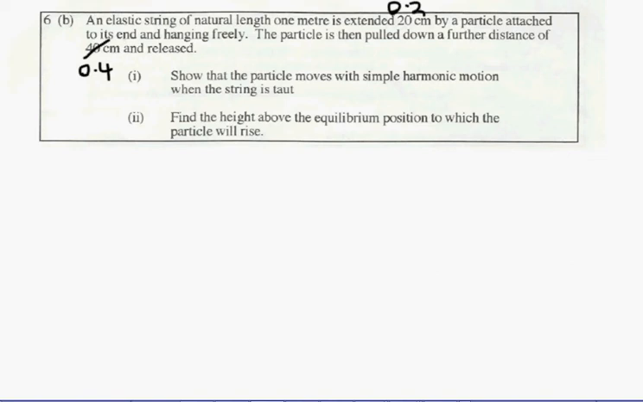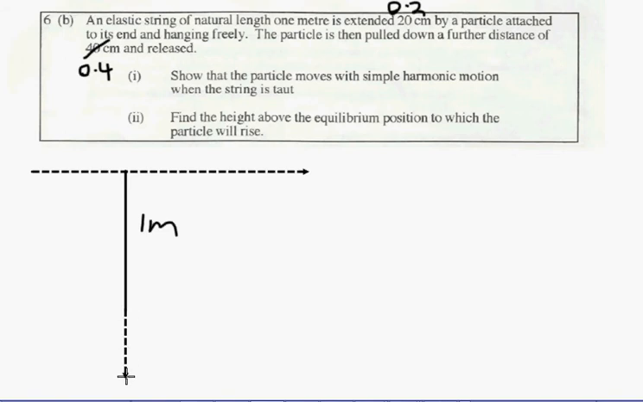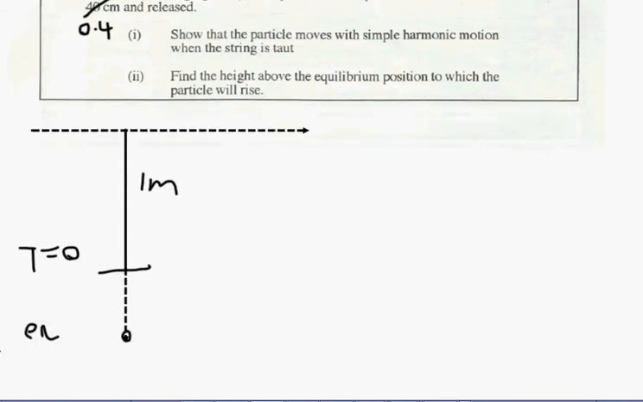Okay guys, we're going very similar to the question we did earlier. We're just going to draw our wall, then we're going to draw our natural length. What's our natural length? 1 meter. And then it is extended 20 centimeters by a particle attached to its end and hanging freely. Hanging freely means what? Equilibrium. This is the point at which you no longer have tension, and this is the point of equilibrium where the tension equals the weight. And we don't know the weight of the particle, so it's going to be mg.